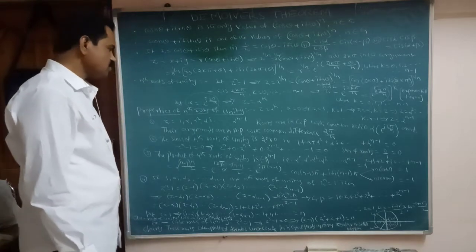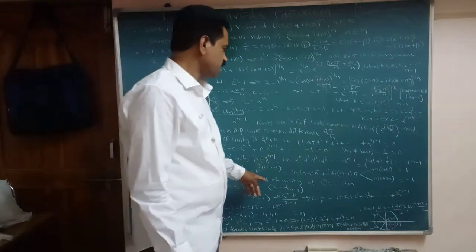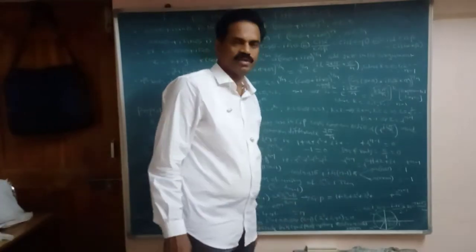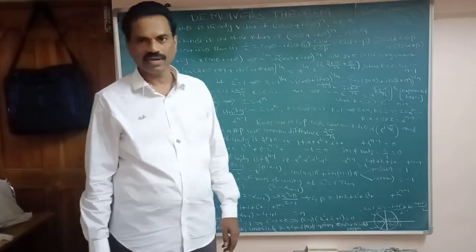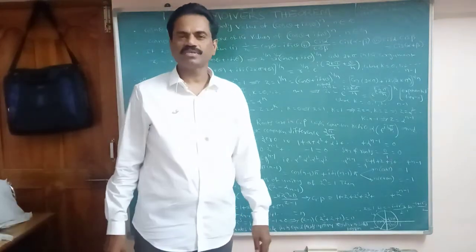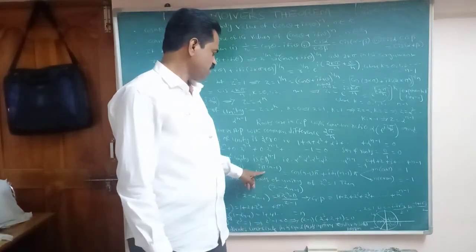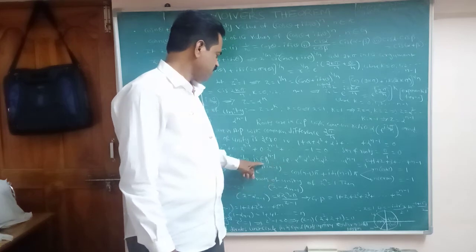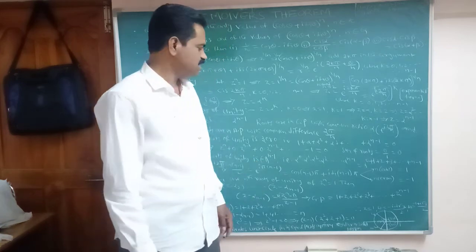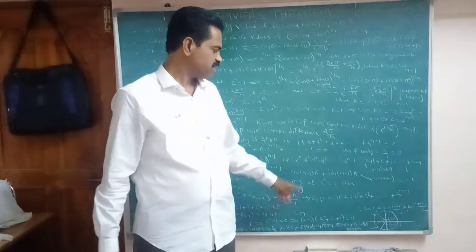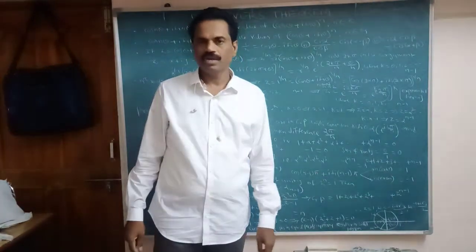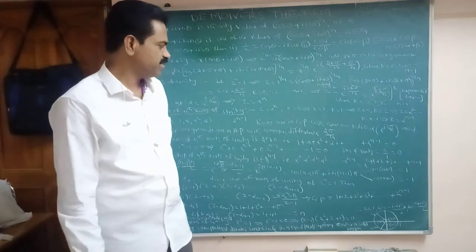This we can write as cos (n minus 1) pi plus i sin (n minus 1) pi. So e power i theta, Euler's formula, we can write as cos theta plus i sin theta. Here theta is pi into n minus 1. So I put theta equal to pi (n minus 1). That is cos of (n minus 1) into pi plus i sin of (n minus 1) into pi.